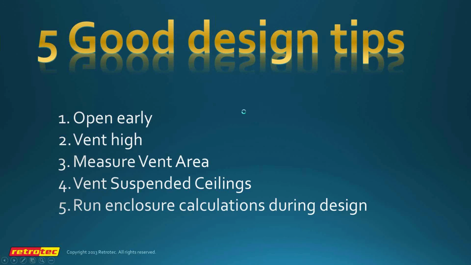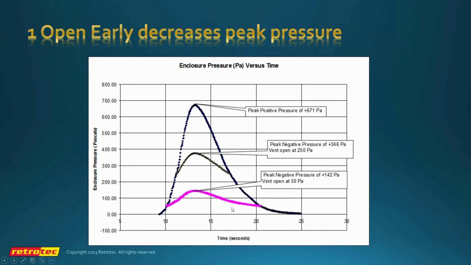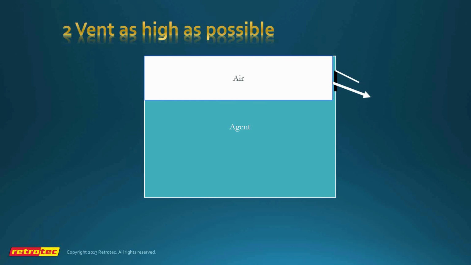So, 5 design tips. The PRV should be open early. Some PRVs really don't open until about 250, 500 pascals. They should all be tested to see when they open. I would say at least 30% of the PRVs out there don't open at the correct pressure. The sooner they open, the sooner that the pressure is relieved, so it's a good tip.